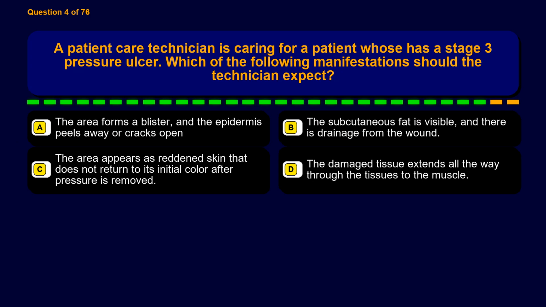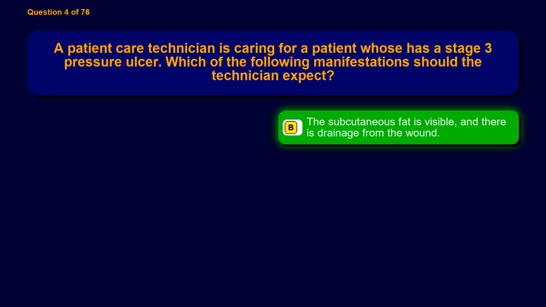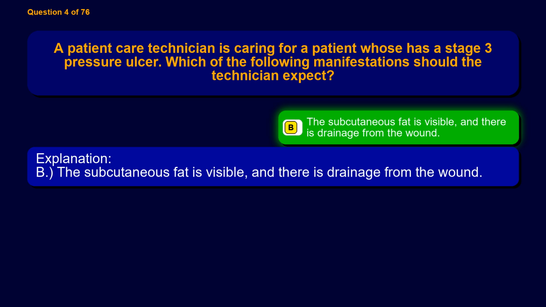Question 4. A patient care technician is caring for a patient who has a stage 3 pressure ulcer. Which of the following manifestations should the technician expect? Option A, the area forms a blister, and the epidermis peels away or cracks open. Option B, the subcutaneous fat is visible, and there is drainage from the wound. Option C, the area appears as reddened skin that does not return to its initial color after pressure is removed. Option D, the damaged tissue extends all the way through the tissues to the muscle. The correct answer is option B, the subcutaneous fat is visible, and there is drainage from the wound.